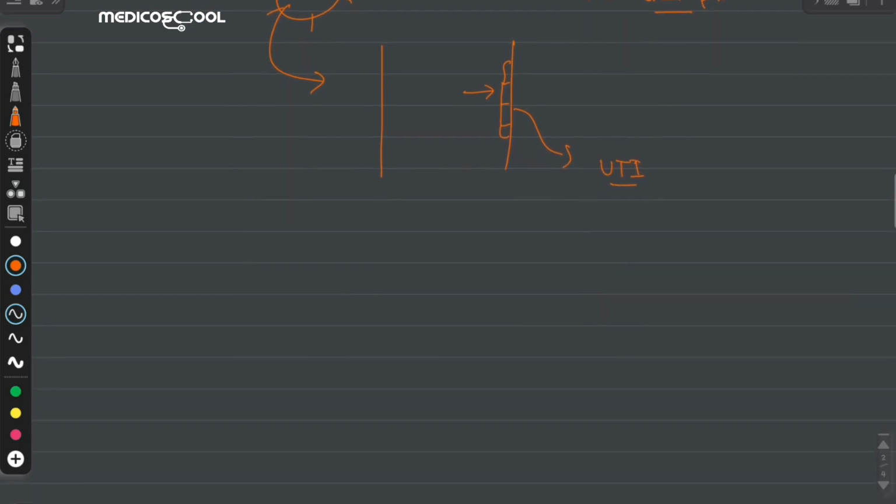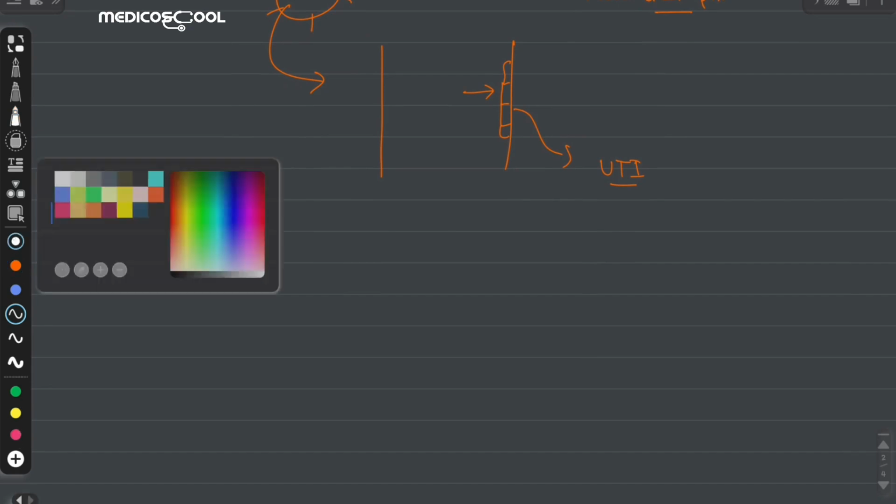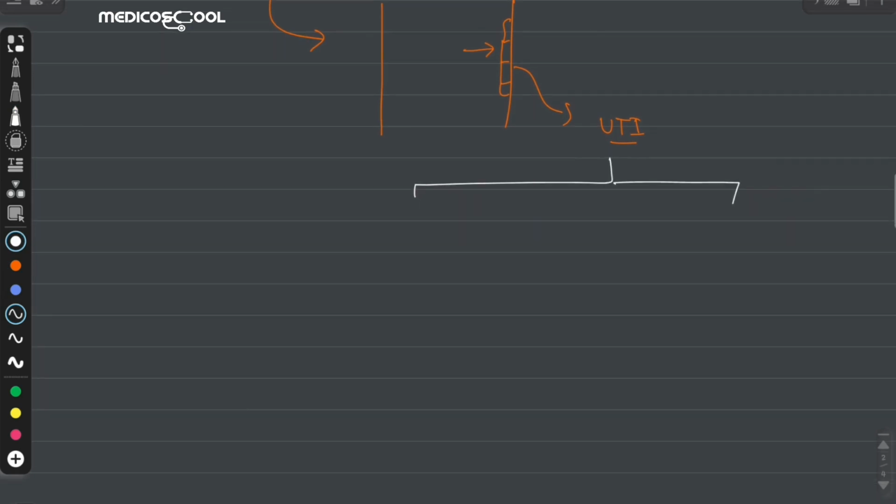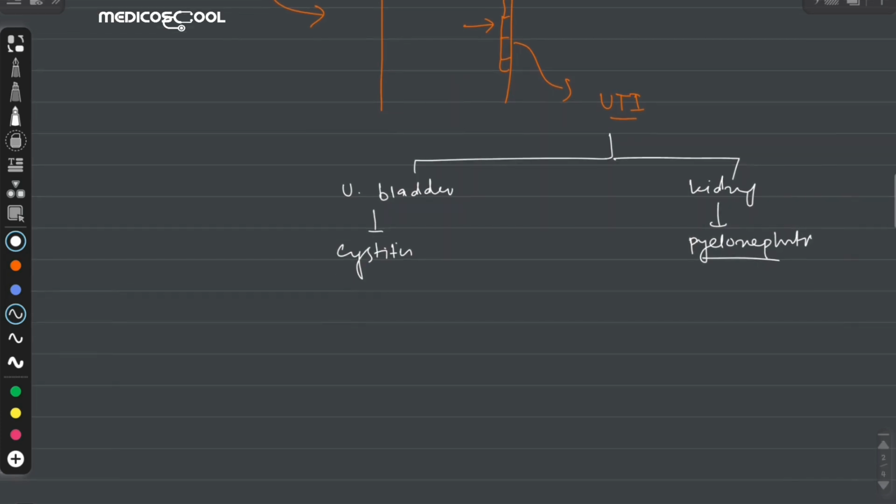And this UTI may be limited to the urinary bladder, and this is known as cystitis. Or it can reach up to the kidney to cause pyelonephritis. So this UTI may be in the form of cystitis when the uropathic strain of Escherichia coli is limited to the epithelium of the urinary bladder, or it may reach the kidney to cause pyelonephritis.